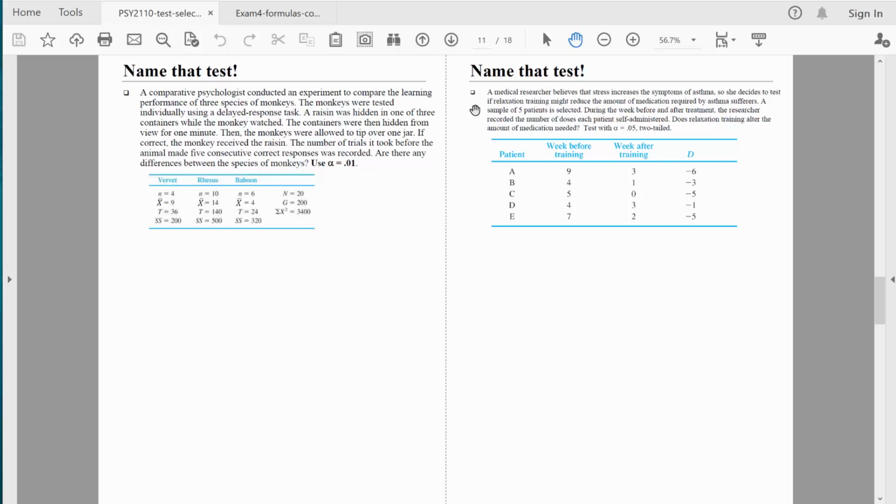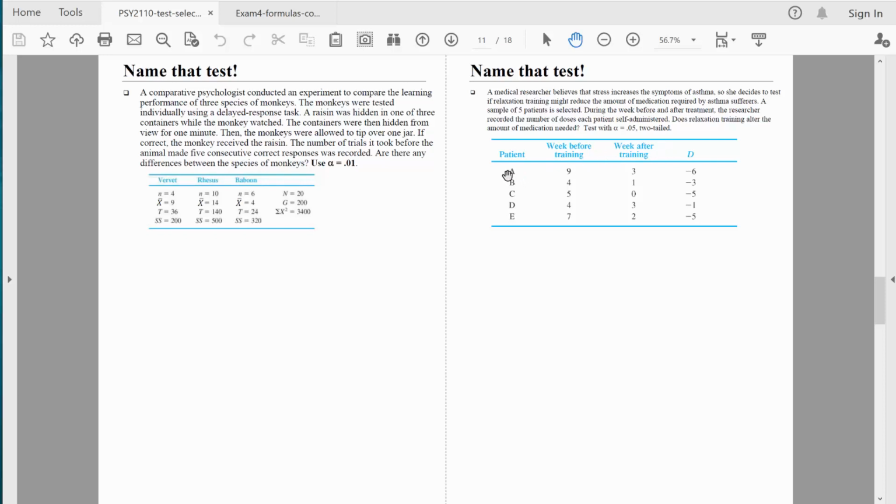It says a medical researcher believes that stress increases the symptoms of asthma, so she decides to test if relaxation training might reduce the amount of medication required by asthma sufferers. A sample of 5 patients is selected. During the week before and after treatment, okay, that's some important information. Even though I collected data just from one sample, I collected data from each person twice. There is only one situation that we learned where we collected data from people twice. And now it's all starting to make sense.